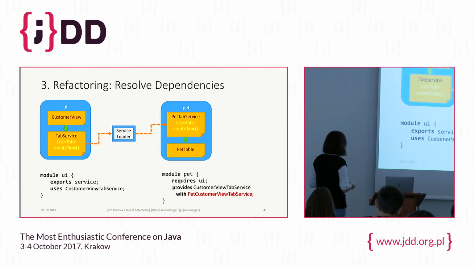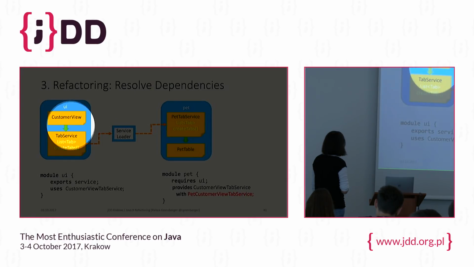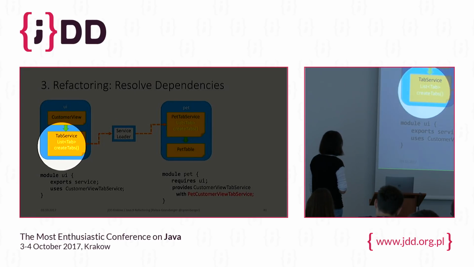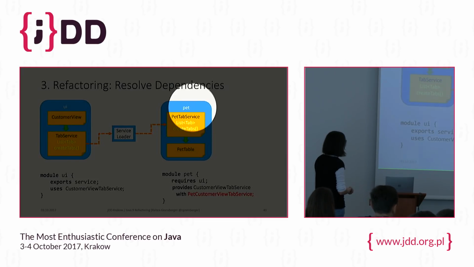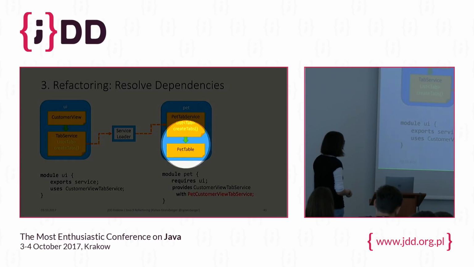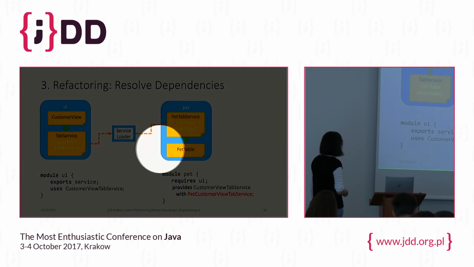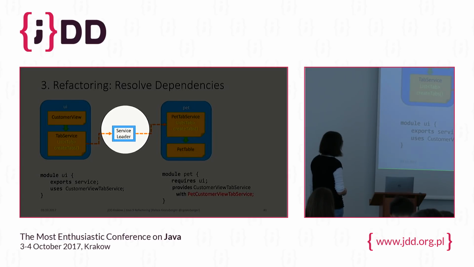And what we can do now with the module system is use services much more easily. So from our customer view, we create a new interface, which is called the tab service, and it has a method called create tabs. And in our pet module, we create an implementation for that, called pet tab service, which implements the tab service interface. This now has access to the pet table again, so it can show all the pets inside the tab again. And the glue code here is the service loader.